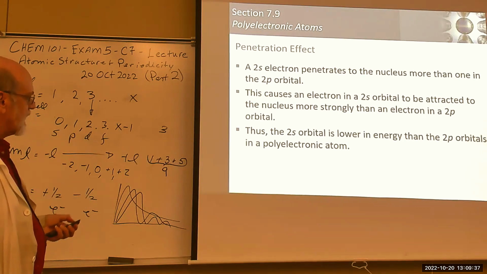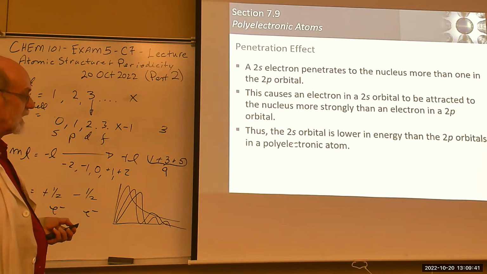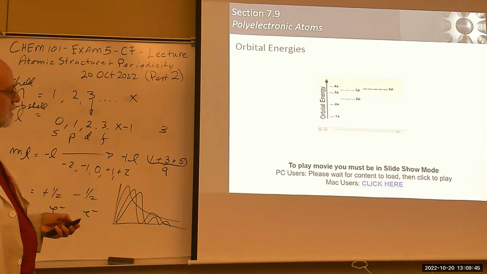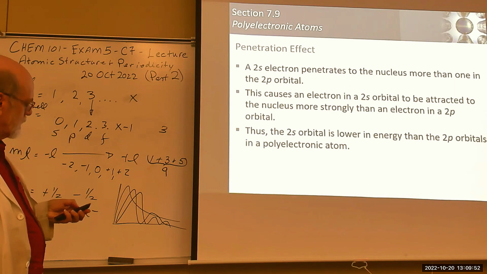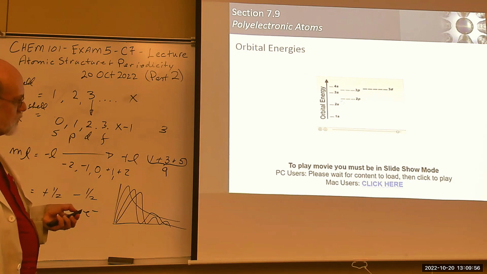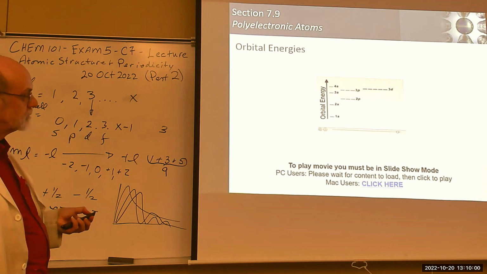So what we're saying is that the 2s orbital is lower in energy than the 2p orbital in a polyelectronic atom. And we saw that in the previous slide. Right here, yeah, 2s is less than 2p. Right here, so 2s is less than 2p. The 2s penetrates closer to the nucleus, so it's lower energy.